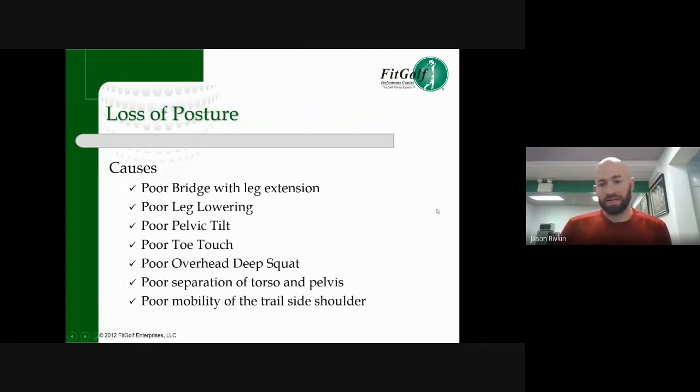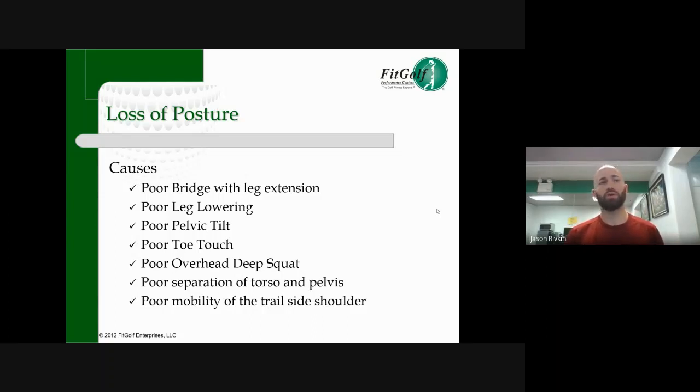All right. Loss of posture. This is pretty much anything we talked about here has the potential to lead to loss of posture. Poor glute strength, bridge leg with extension tests, poor pelvic tilting, the inability to touch your toes, the inability to squat, the inability to create separation between torso and pelvis, and a lack of shoulder mobility.